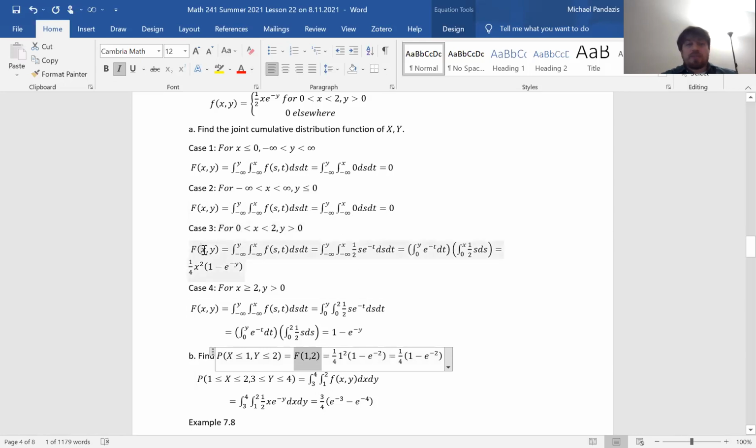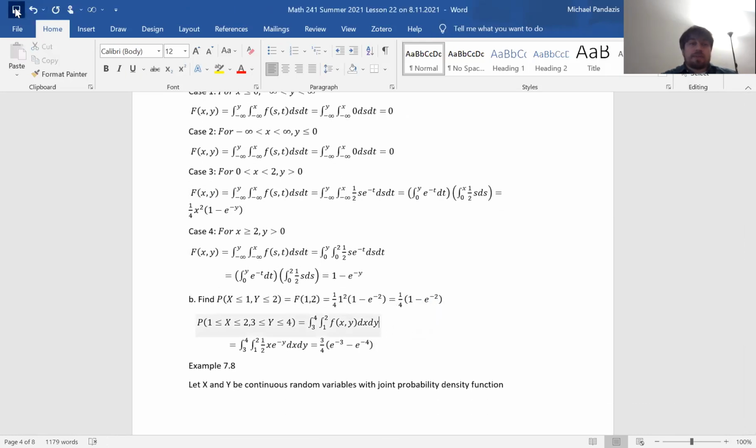Okay, so for this, you plug in x equals 1 and y equals 2 into this expression. So what you have is this expression where x is 1 and y is 2. So it's 1/4 times 1 squared times 1 minus e to negative 2. And so now it's 1/4 times 1 minus e to negative 2.